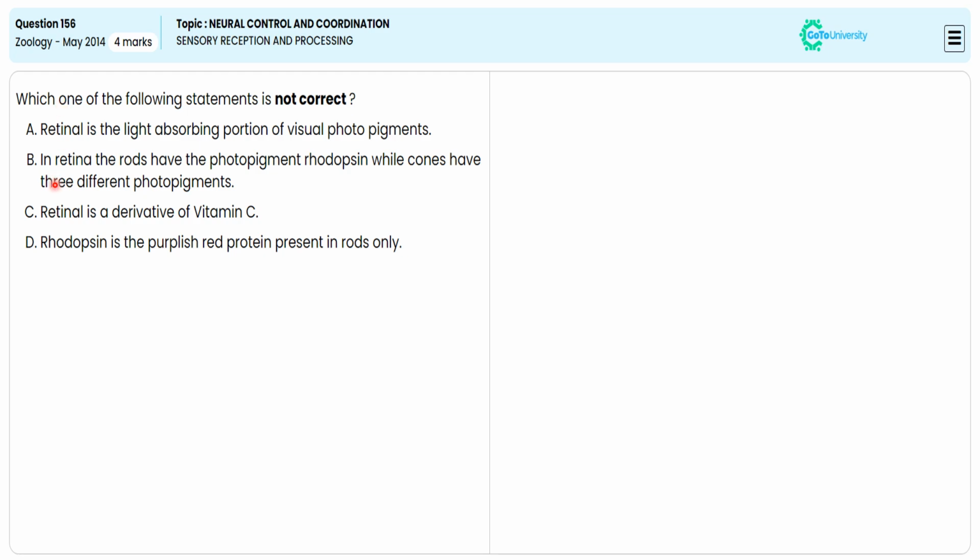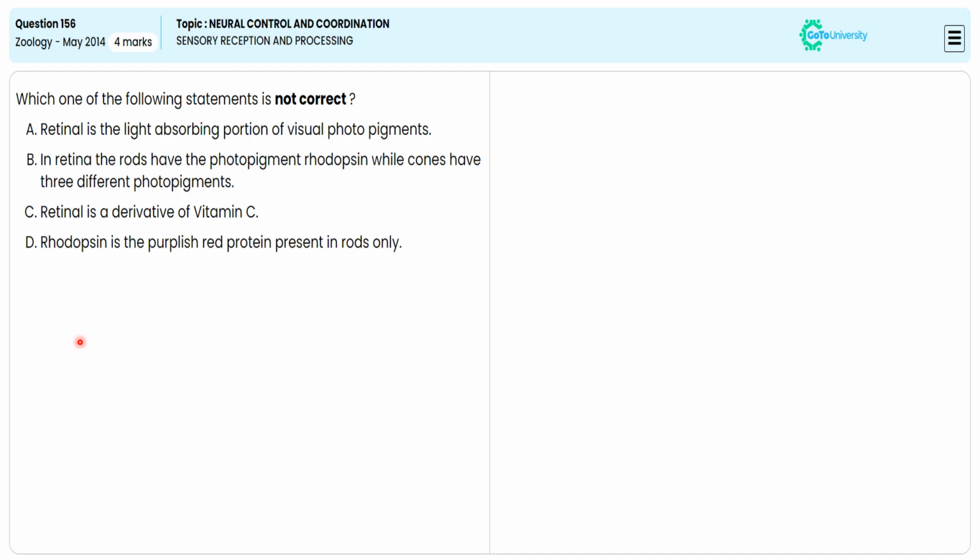Why? Because A, B, and D are representing the correct statements about the visual cycle controlling factor, whereas option C is not the correct statement. Why? Because retinal is not a derivative of vitamin C or ascorbic acid. It is a derivative of vitamin A, which is nothing but retinol or retinoic pigment. All this specification we can accept to choose option C as the wrong statement. With this specification, we are choosing option C as the answer so that we can secure 4 marks.